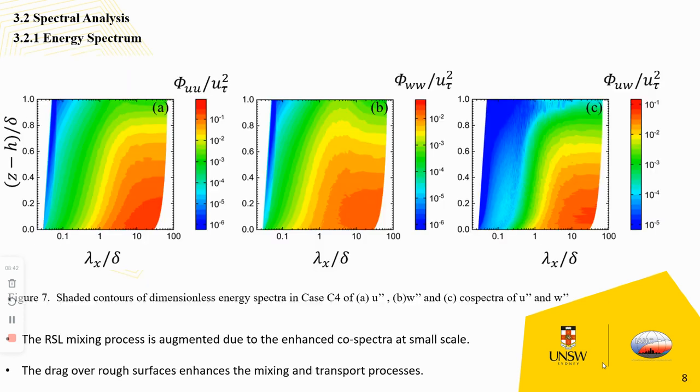And this is the shape contour of the energy spectrum of the C4 cases. An interesting finding is that in the co-spectra, in the short wavelength region, a secondary peak occurs, but we cannot find it in the streamwise direction and vertical direction. So that means there is no local TKE maximum in the same area.